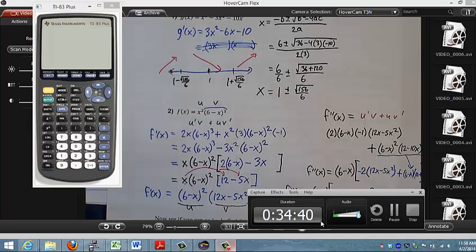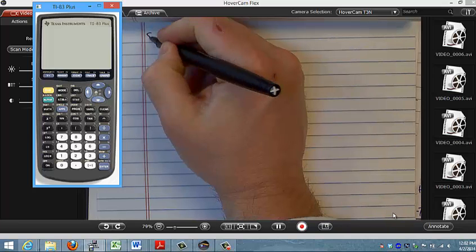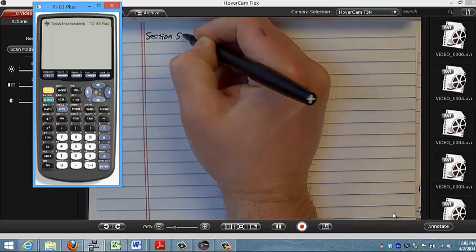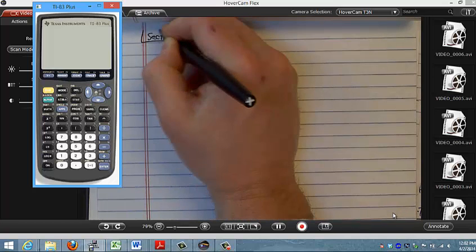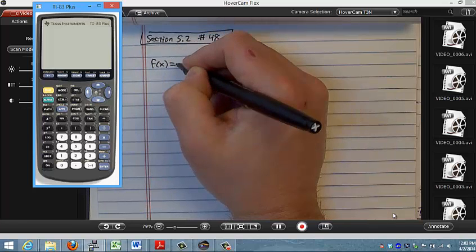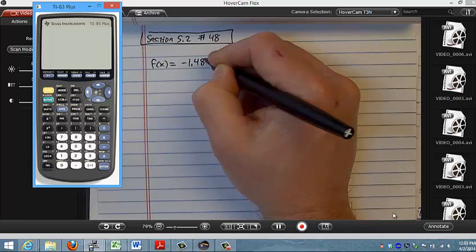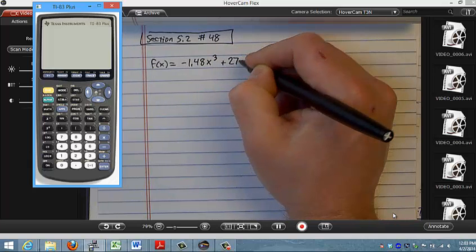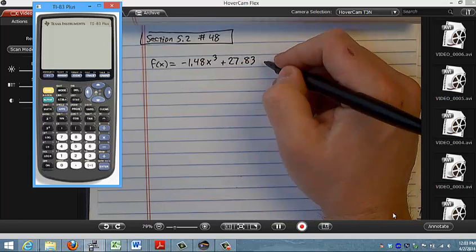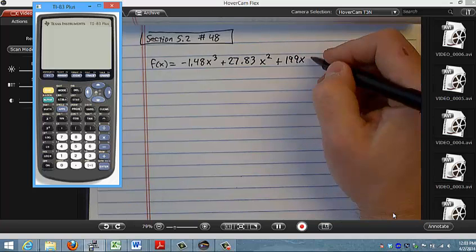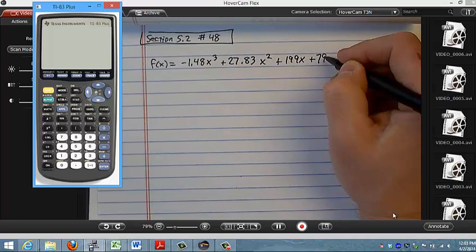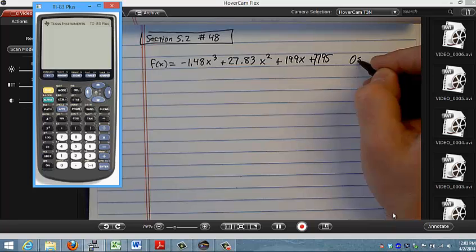Okay, let's do it. So again, section 5.2, number 48. They give me a function, they tell me f of x is equal to negative 1.48x cubed plus 27.83x squared plus 199x plus 77.95, and they tell me that x can be between 0 and 20.